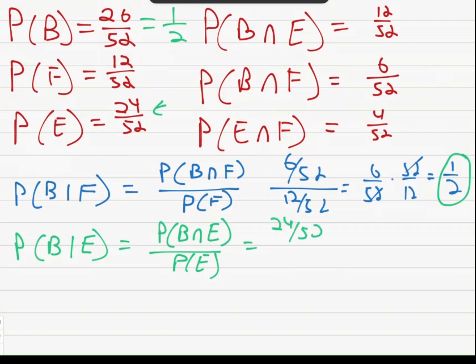Over 52 divided by the probability of even. Sorry, I messed this up. The 24 over 52 was supposed to go in the denominator, and the 12 over 52 was supposed to be in the numerator. Okay.